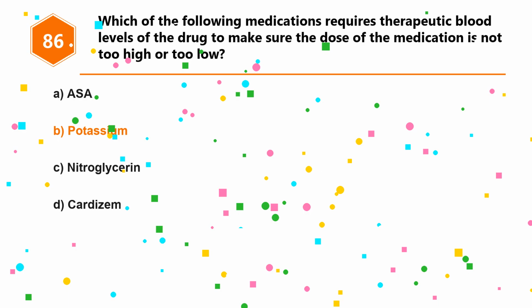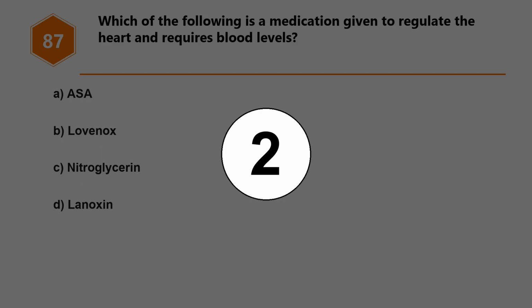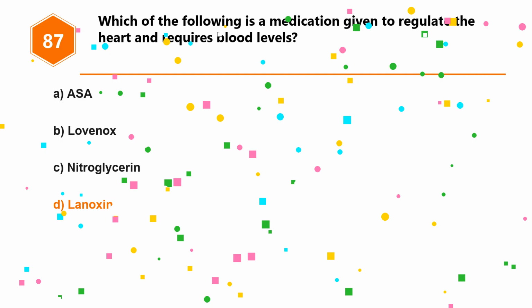The correct answer is option B. Potassium. Question 87. Which of the following is a medication given to regulate the heart and requires blood levels? Option A. Aide. Option B. Lovenox. Option C. Nitroglycerin. Option D. Lanoxin. The correct answer is option D.